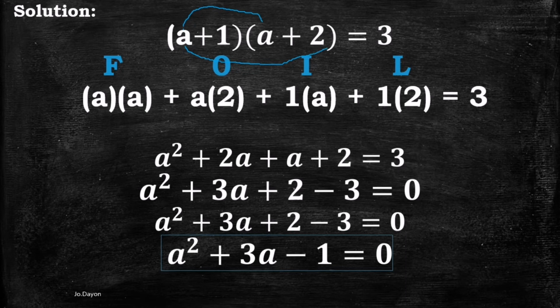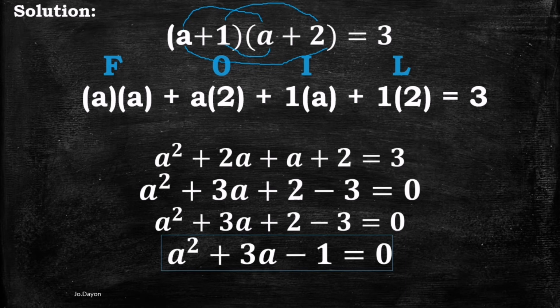Our inner term is 1 times a. And the last terms are 1 times 2. So it seems that we were able to form the smiley face. That's why it's called the smiley face method. Hopefully you are all smiling.